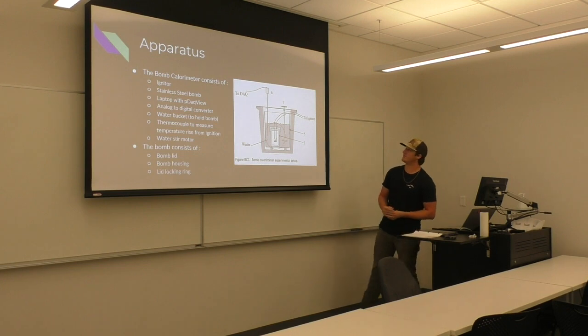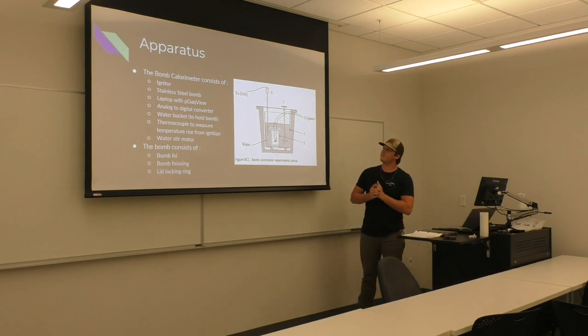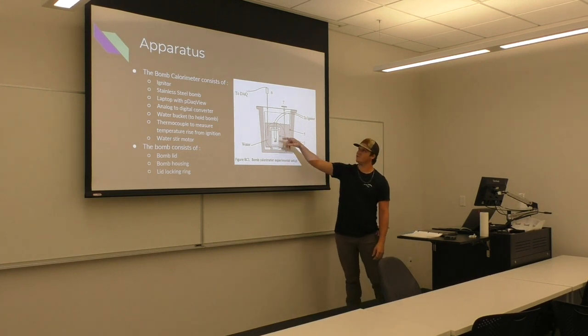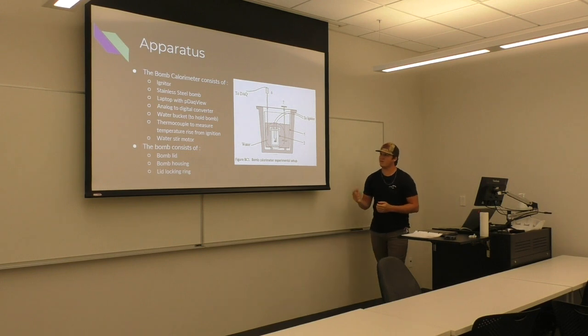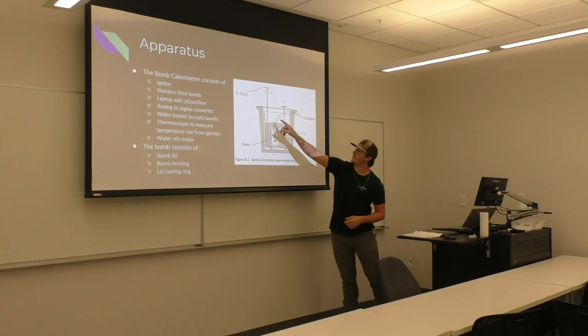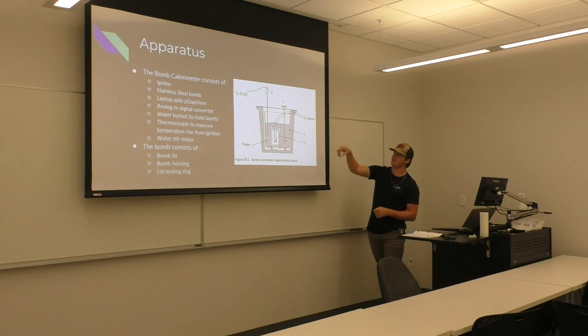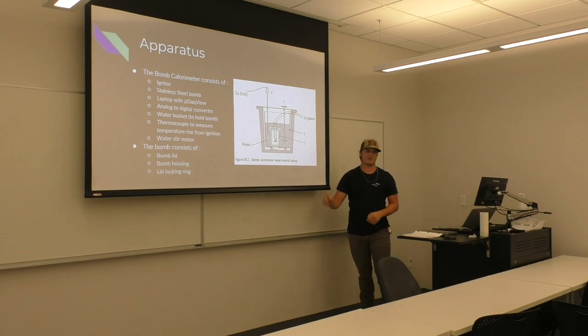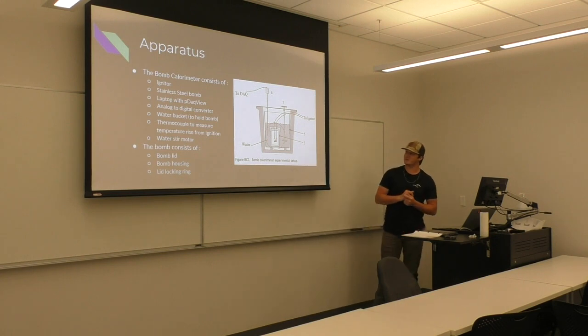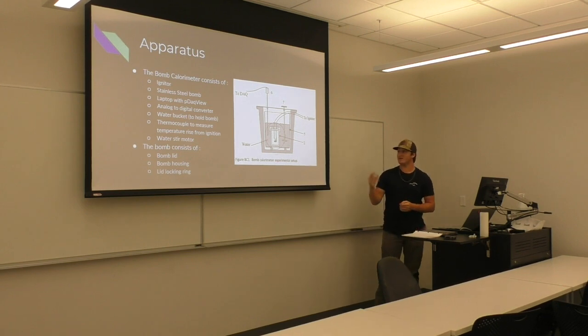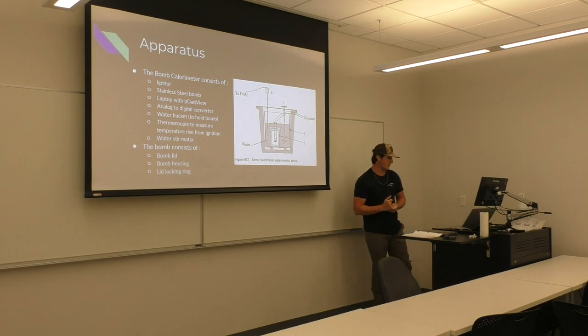The apparatus itself, this is a diagram of how it's set up. It consists of the igniter, the bomb itself, which is number 2 right here, the laptop with the proper software, analog to digital converter, the water bucket, which is this that sits inside of the jacket itself. You have your thermocouple, which is number 6 that comes down into the water bucket, and your stir motor, which is going to stir the water around inside to keep all the water the same temperature. The bomb itself just consists of the lid, the housing, and the locking ring, which keeps it compact so no water can get inside of it.